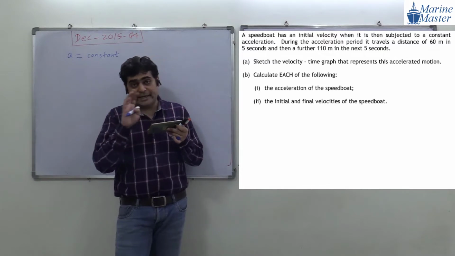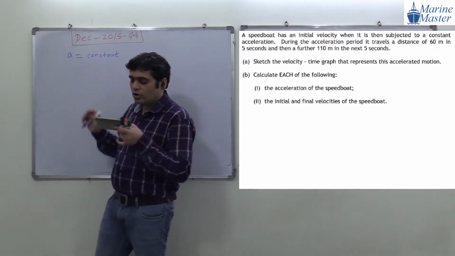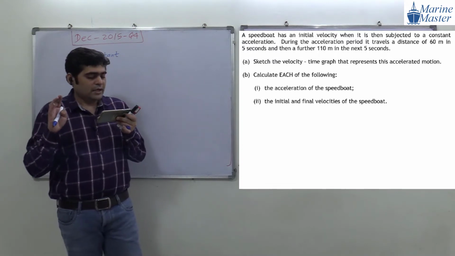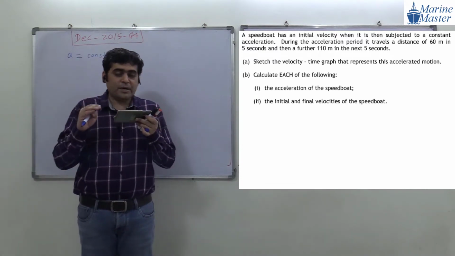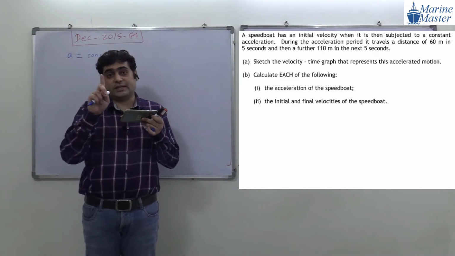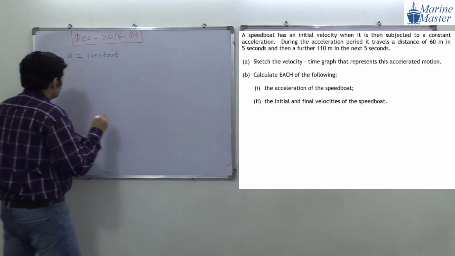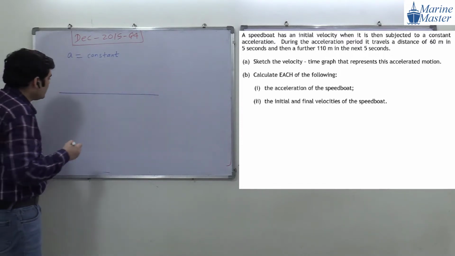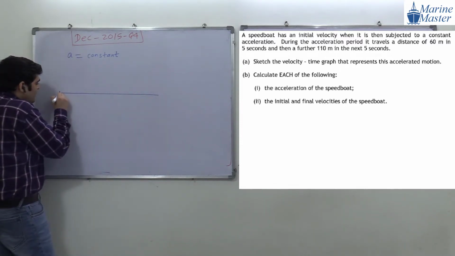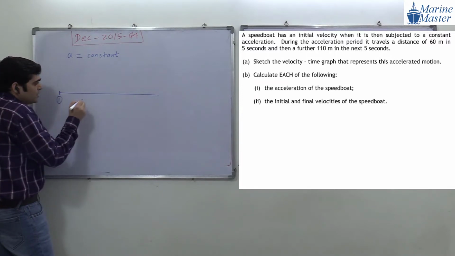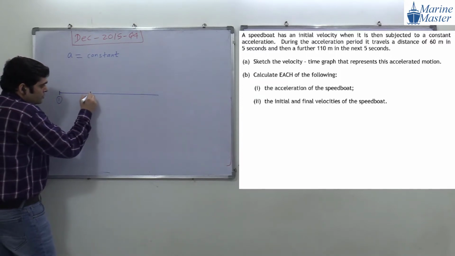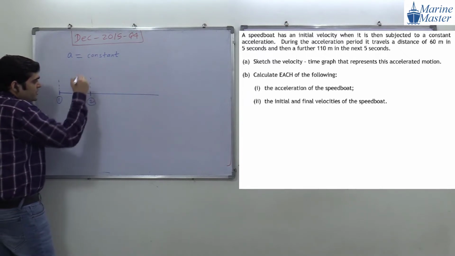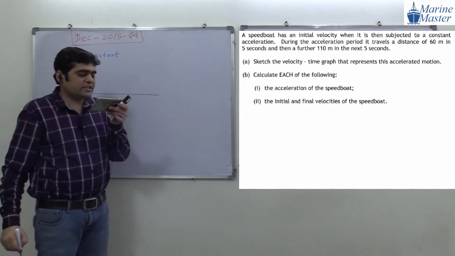During the acceleration period, when a is constant, it travels a distance of 60 meter in 5 seconds and then a further 110 meter in the next 5 seconds. Try to see the scenario here. Suppose I'm drawing a schematic drawing. Suppose this is the starting point, we will say point number 1. Then from 1 to 2, how much is the distance?